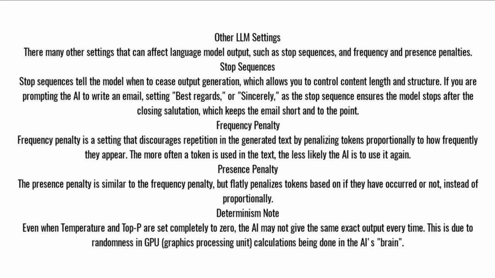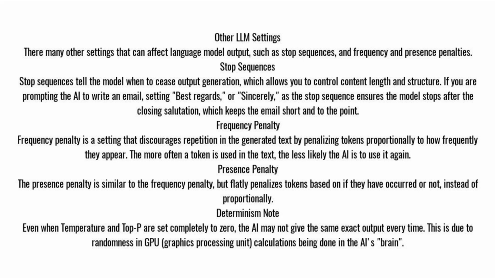Frequency penalty. Frequency penalty is a setting that discourages repetition in the generated text by penalizing tokens proportionally to how frequently they appear. The more often a token is used in the text, the less likely the AI is to use it again. Presence penalty. The presence penalty is similar to the frequency penalty, but flatly penalizes tokens based on if they have occurred or not, instead of proportionally.